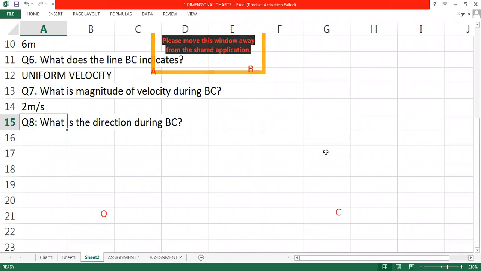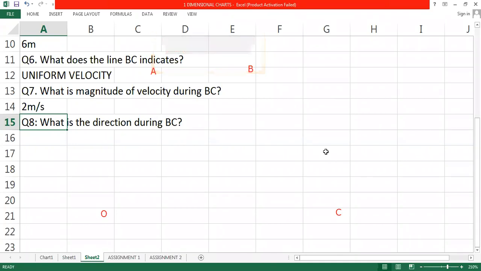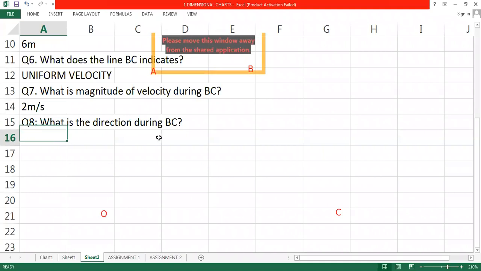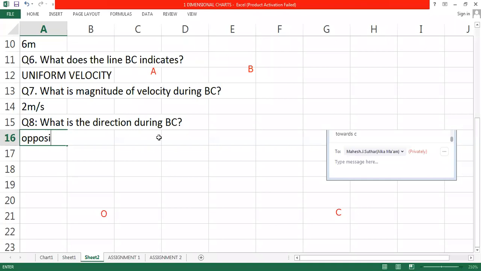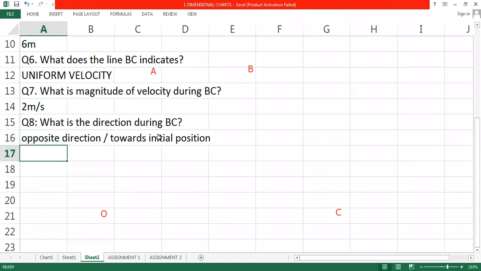No, not straight, and not towards C as well. The object is not moving towards C. The direction has been asked, so it is moving in the opposite direction, or the object is coming towards the initial position. So write down, you can say opposite direction or towards initial position. It's not towards C, neither downwards. Understand?